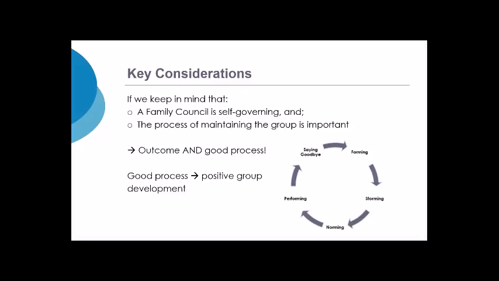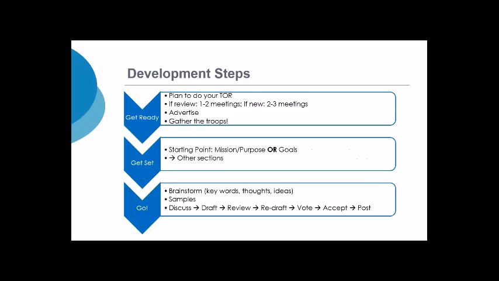Forming, so getting together. That storming piece, which is completely normal as you get to know each other, who you are and what you want to do together. That norming phase where you establish your identity and so on. Performing, where you're at your peak and you're getting things done. And that saying goodbye process. So your terms of reference helps with all of these phases. So how do we actually develop one?